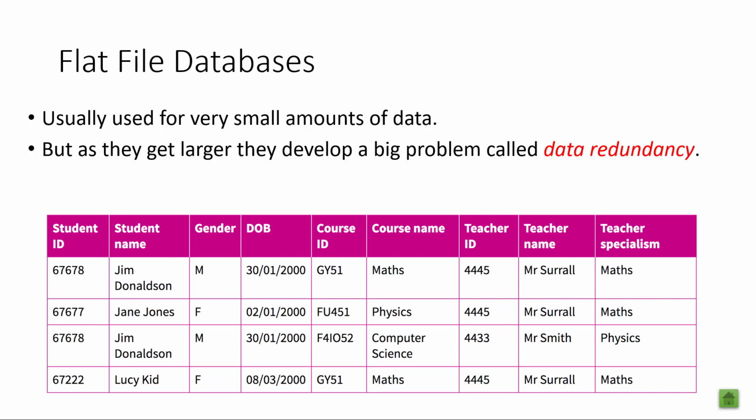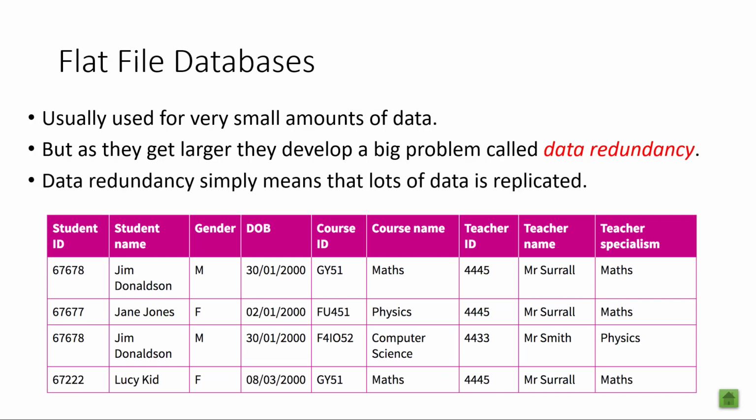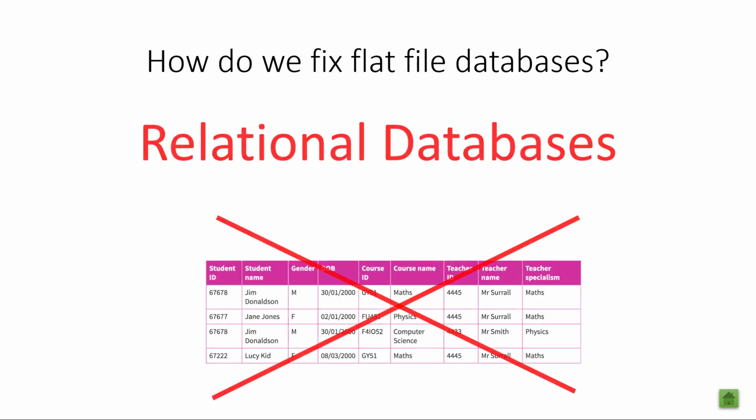And our job as database administrators is to get rid of it altogether. So data redundancy simply means that lots of data is being replicated. And you can see in the table below, I've got 2 Jim Donaldsons, and that is not a great feeling. So how do we fix flat file databases that have lots of redundancy? And that is using a relational database.